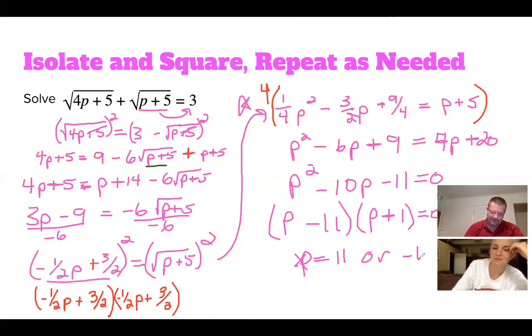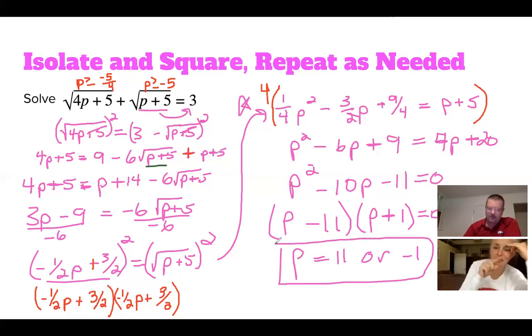All that, you're probably thinking, oh my gosh, I'm never going to be able to do this. So real quick, in the domain, p plus 5, p's got to be greater than or equal to -5. Are both of them greater than or equal to -5? Yes. But what about the other square root? We subtract 5, we divide by 4. P's got to be greater than or equal to -5/4. Is -1 greater than -1.25? Yes, it is. Think about your number line.